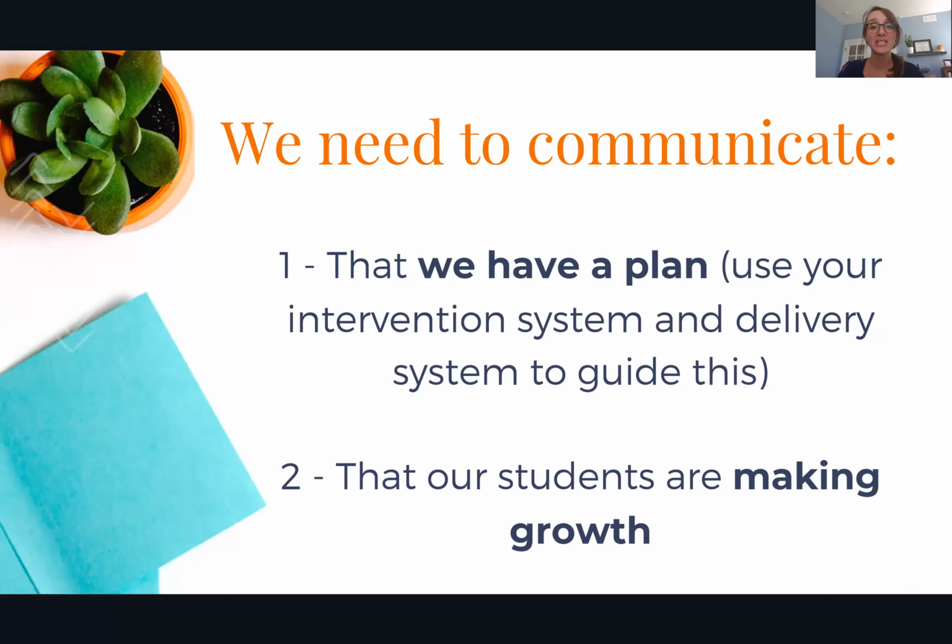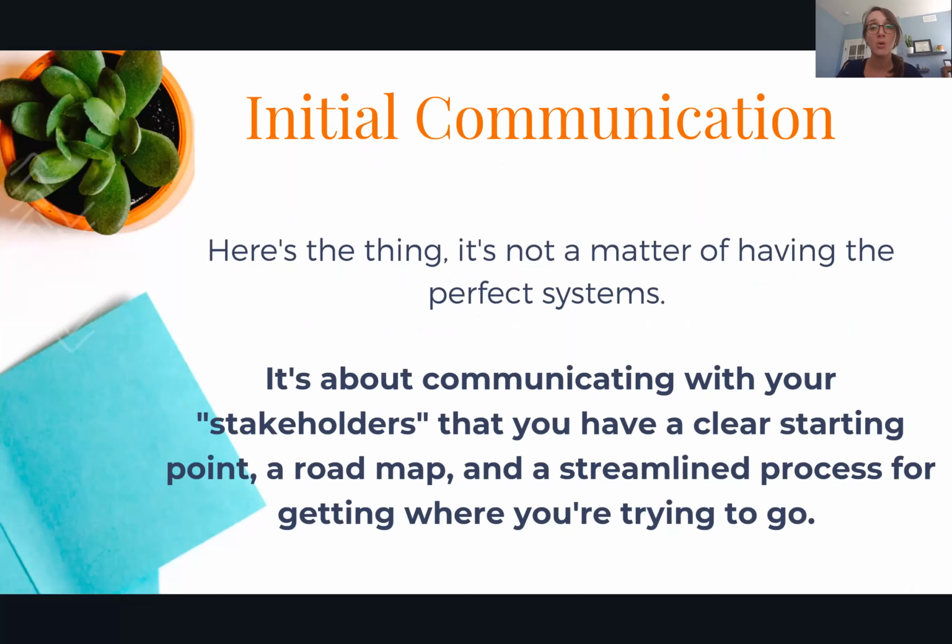And then two, we need to be able to communicate that our students are making growth. Those are the two most critical pieces that we have to keep in mind right now. Now, in our initial communication, we want to make sure that we're communicating again that we have a clear starting point, we have a roadmap, we have processes for getting where we are going. We just need to explain again our intervention system and our delivery system.